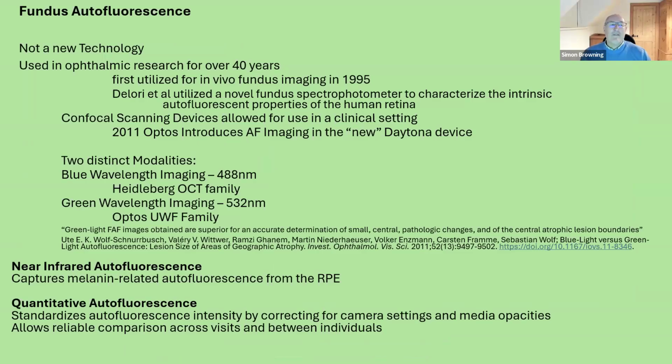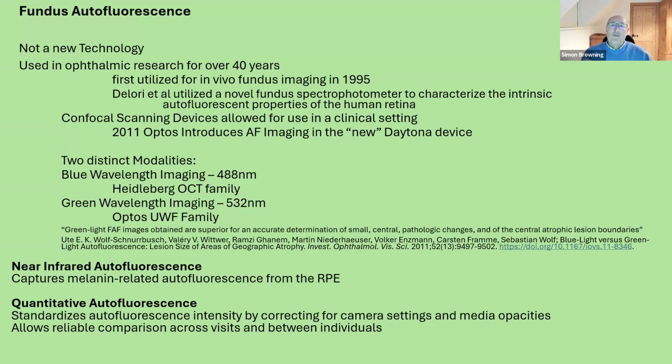So fundus autofluorescence, it's not a new technology. It's actually been around for over 40 years now. It was first utilized in living eyes in about 1995. And with the introduction of confocal scanning devices, it allowed us to use it in a clinical setting. There is a big physics science reasoning behind it in terms of the light sources that negated the normal fluorescence within the human lens, which allows us to get to the retina and see things clearly. So it was in 2011 that Optos introduced the autofluorescent imaging in their new Daytona device, which, as I say, I was lucky enough to have the first one of those.